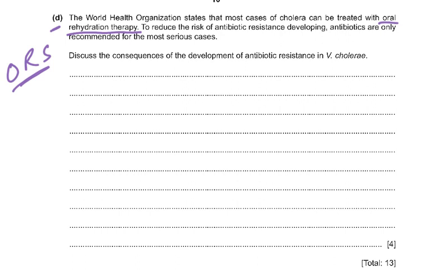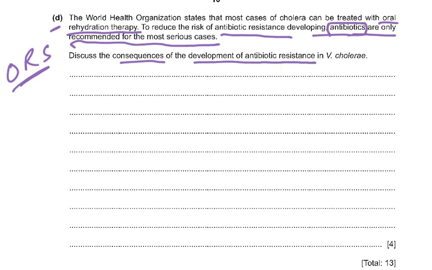To reduce the risk of antibiotic resistance developing, antibiotics are only recommended for the most serious cases. Antibiotics are the ones which we take, like vibramycin, augmentin, amoxicillin, and all these. Now discuss the consequences of the development of antibiotic resistance in Vibrio cholera. If they become resistant to the antibiotics, what problems are we going to have? We're going to have people dying of cholera, because we will be unable to kill the bacteria.